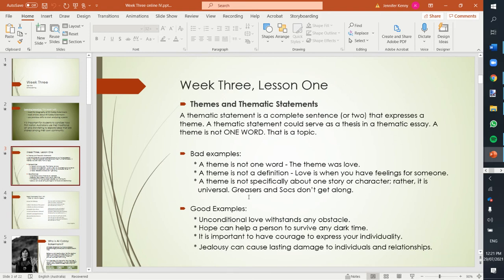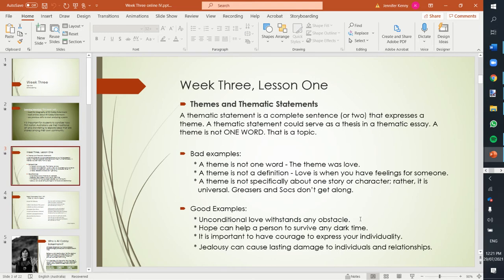So if you're going to talk about Ali Cobby Eckermann, you couldn't say that the theme of her poetry is justice, because we're not talking about her poetry when we're talking about thematic statements. We're talking about the one big universal idea that applies to everybody, and then we narrow it down to our examples from her. So, some good examples down here.